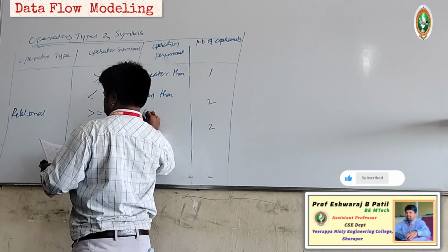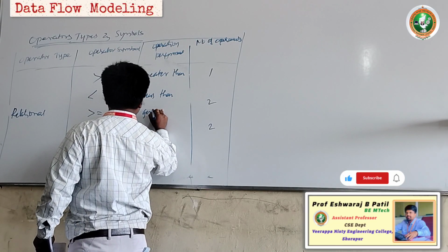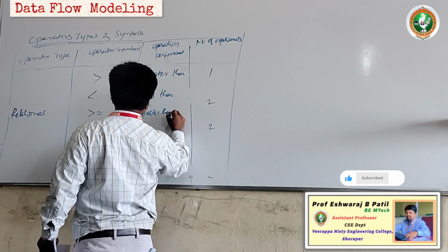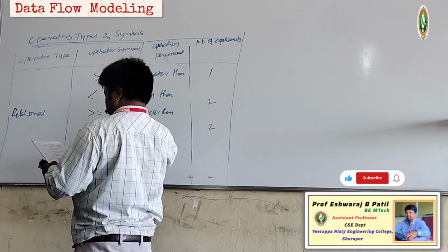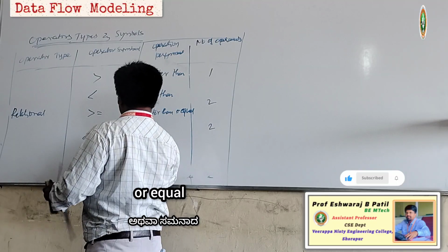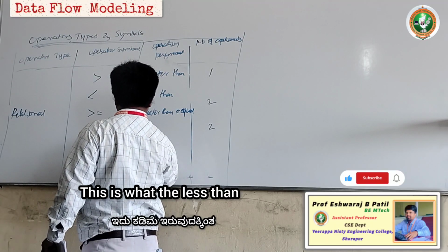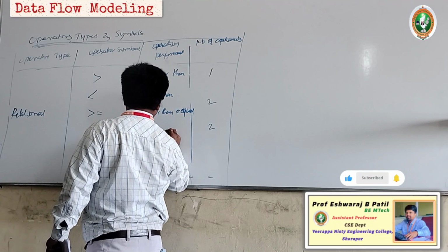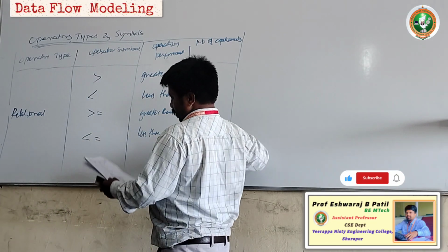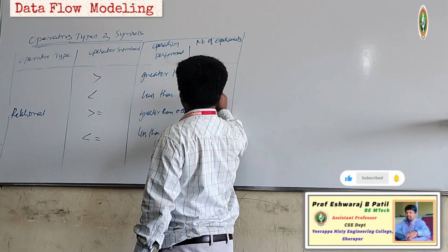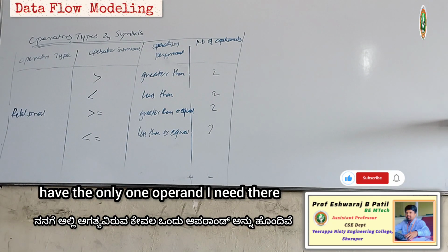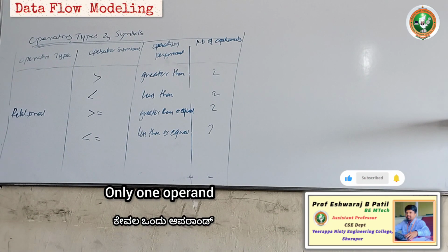This is greater than or equal. This is less than or equal. Look at less than or equal. Okay, how many operands do I need here? Two. Almost all need two. Only the logical NOT gate has only one operand.